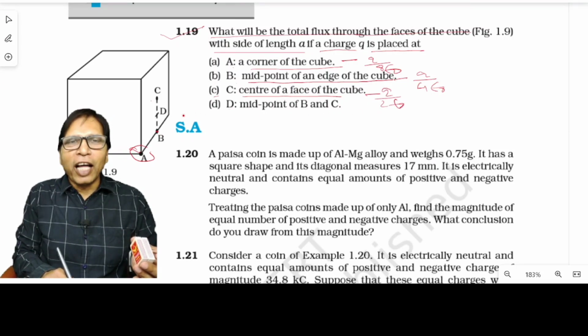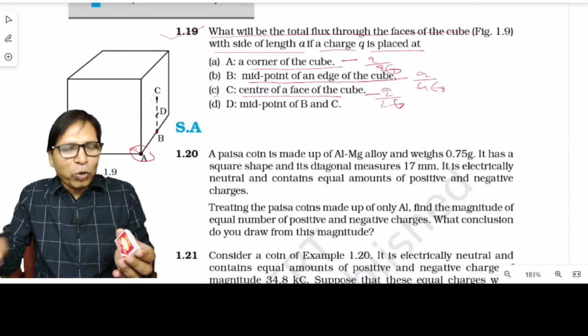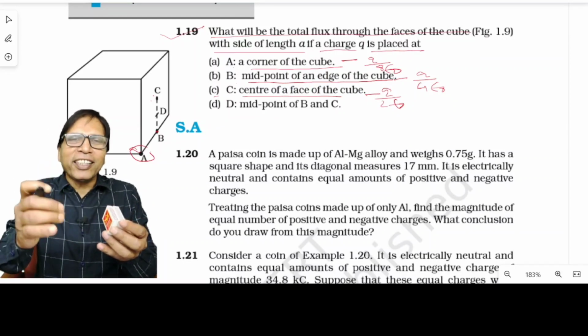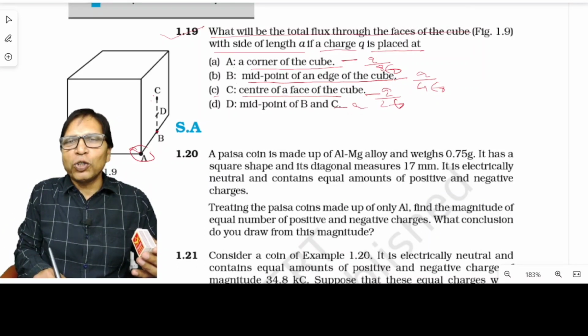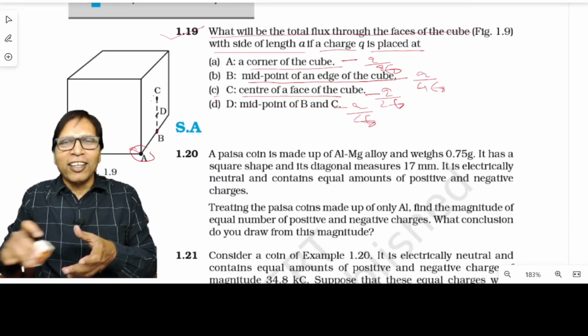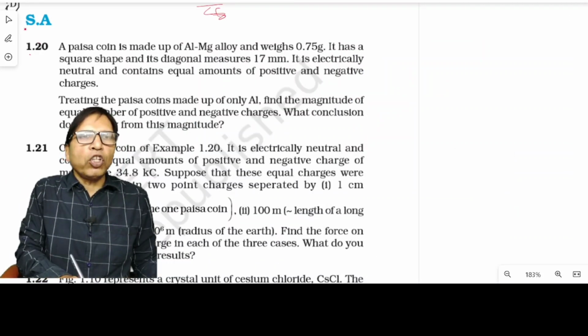Now the point D, midpoint of B and C. If the charge is placed here, only 2 cubes are required to bring the charge to the center. So here also it is Q by 2 epsilon naught. No problem. Okay. Now, short answer question.